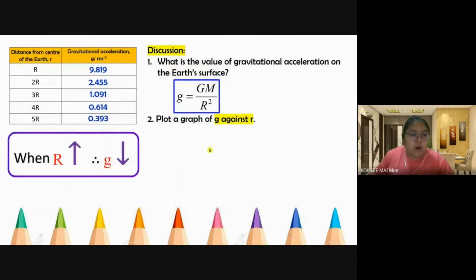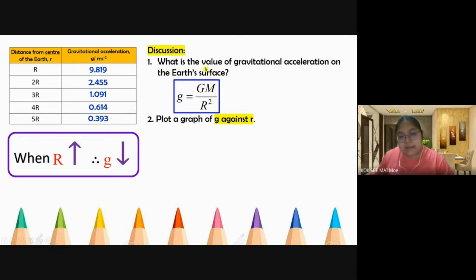I think your paper has Activity 6. Later we will answer Activity 6. Refer to the PowerPoint first, later we do the paper. So this is the table from just now. I find that when R increases, g drops.